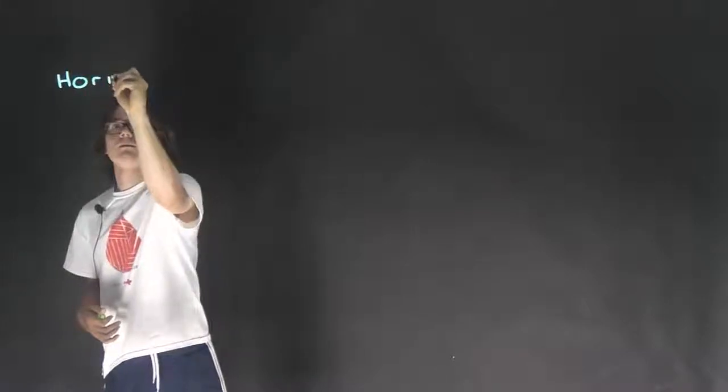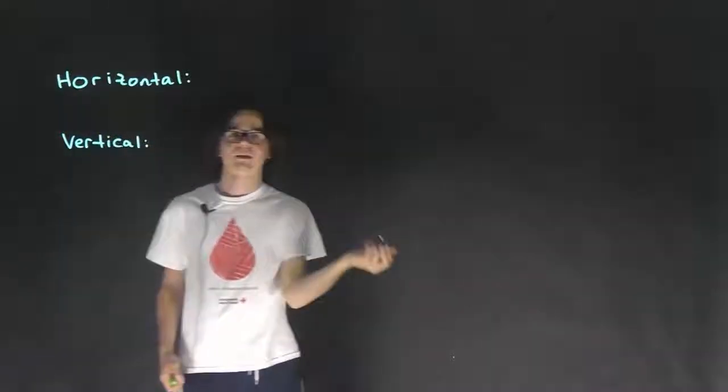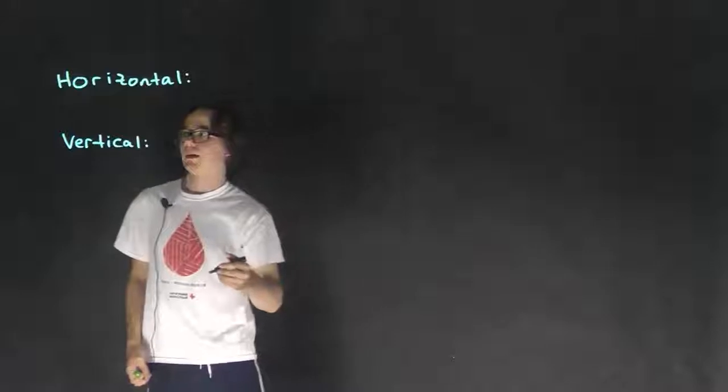First we'll be talking about horizontal and vertical asymptotes, and we need to know how these work for graphs and functions. We have two types of asymptotes. We have horizontal, and we also have vertical. Start with horizontal asymptotes, and we have three types of these.